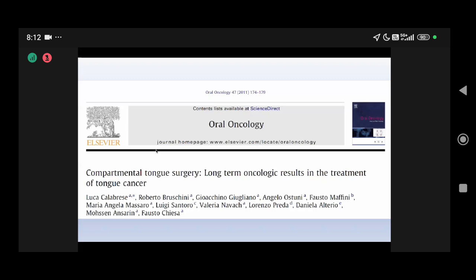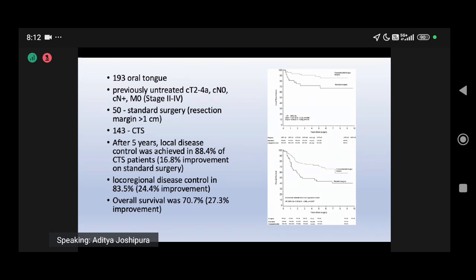Luca Calabrese and group have also studied the long-term oncological results of compartmental tongue surgery, which are interesting to look at. In the study of 193 oral tongues, 50 received standard surgery with more than a centimeter margin circumferentially, and 143 received compartment surgery. After 5 years, local disease control was achieved in 88.4% of compartment patients, which was a 16.8% improvement on the standard surgery. The locoregional disease control in compartment surgery was 83.5%, which was a 24.4% improvement over conventional surgery, and overall survival was 70.7%, with a 27.3% improvement over the conventional surgical techniques.